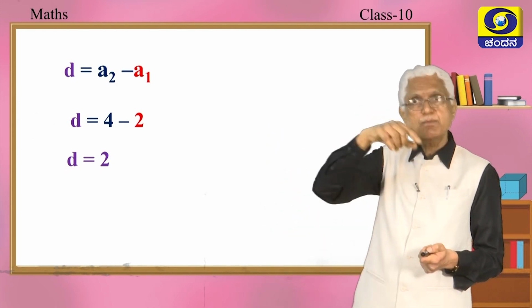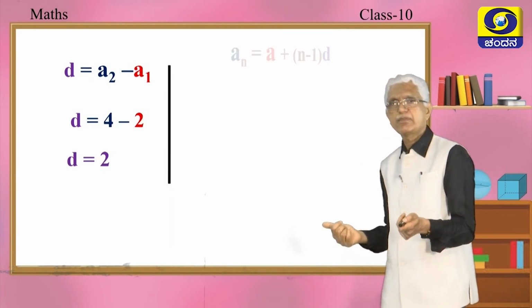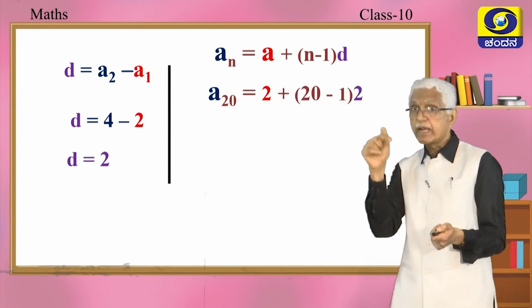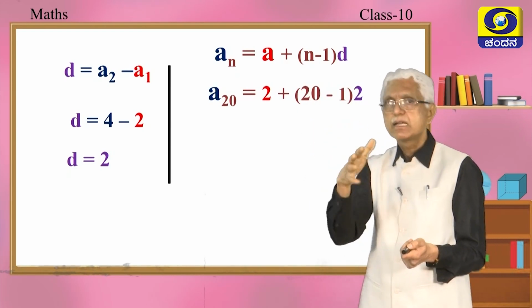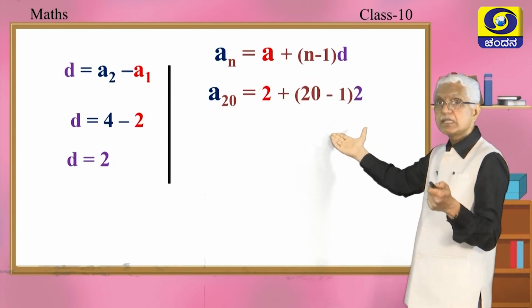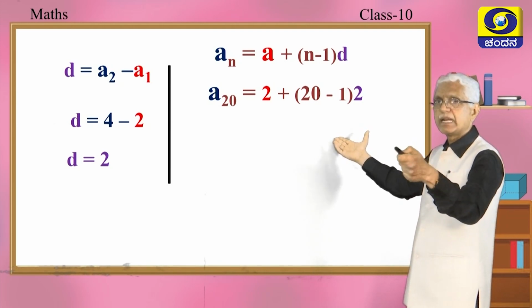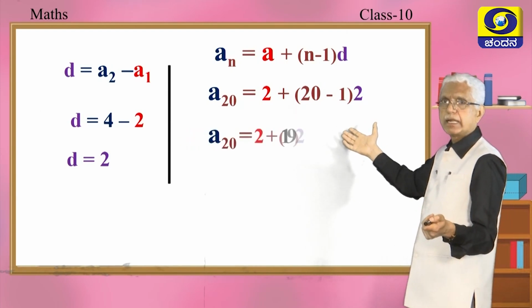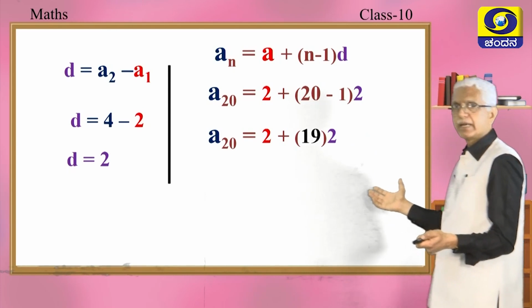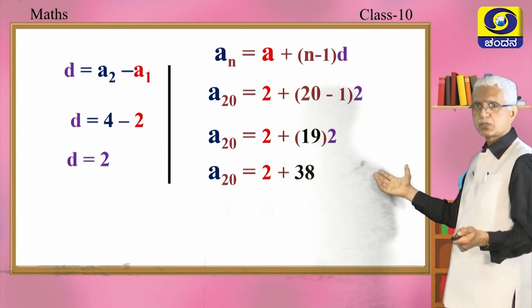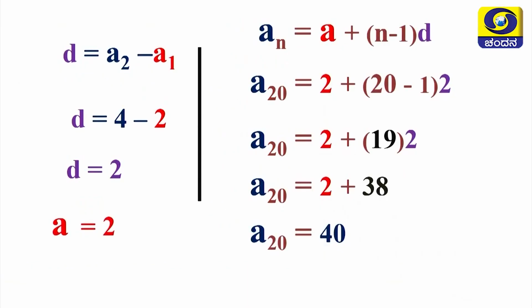So you know the first term, you know the common difference, right? And what is it that you have to find out? You have to find out the 20th term, correct? So an is equal to a plus n minus 1 into d, which is a20 is equal to, what is the first term? A 2 plus 20 minus 1 into, what is the common difference you have found out? It is 2. Simplify this, you get a20 is equal to 2 plus 20 minus 1 is 19, 19 into 2 is 38, 38 plus 2 is 40, a20 is 40. So the 20th term is 40.